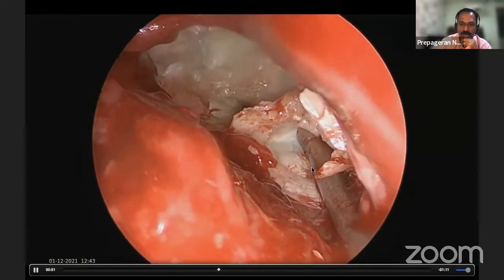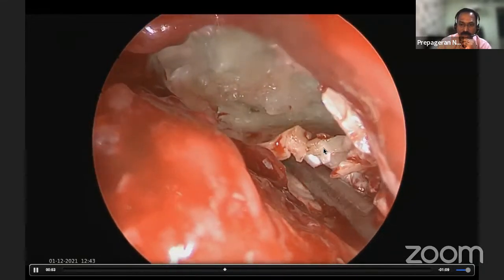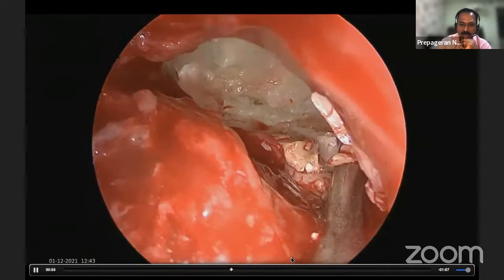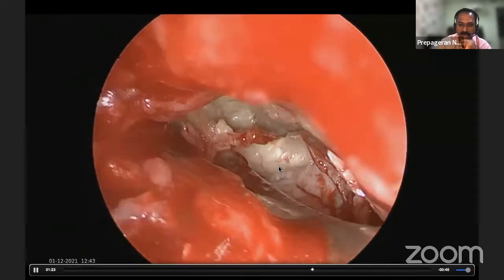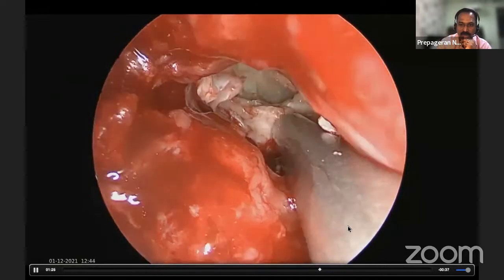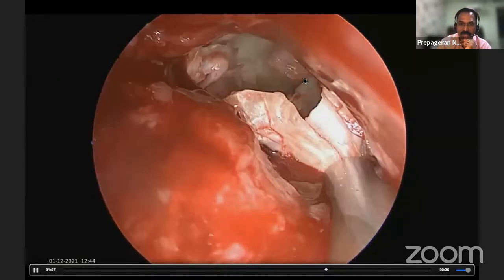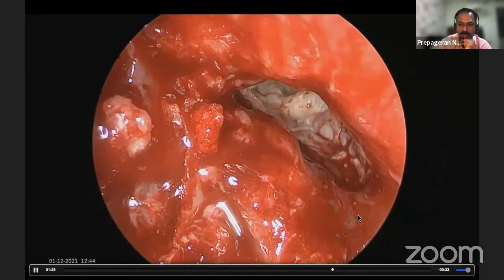This is the keratin being removed from the dura. There's the dura coming into view. There's the posterior table that is dehiscent, and we're removing the keratin from the posterior table as well. That's the dura coming into view as well. And now we are removing the matrix of the dura all around from the posterior table.